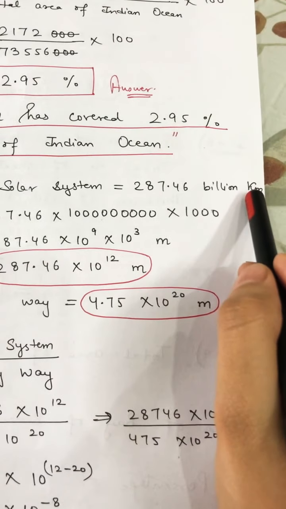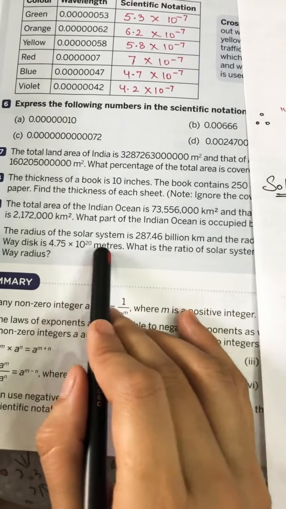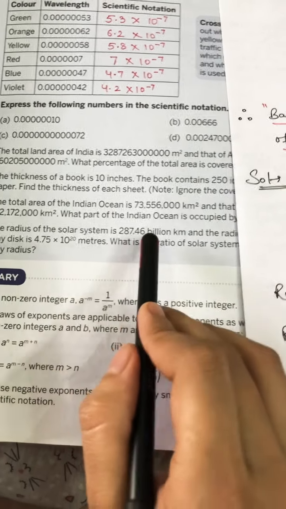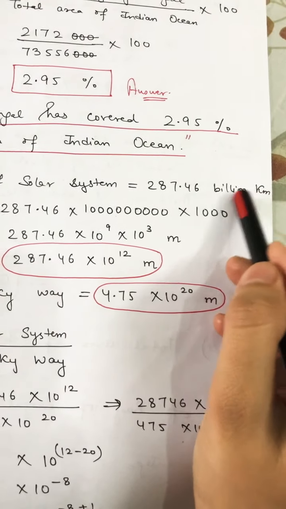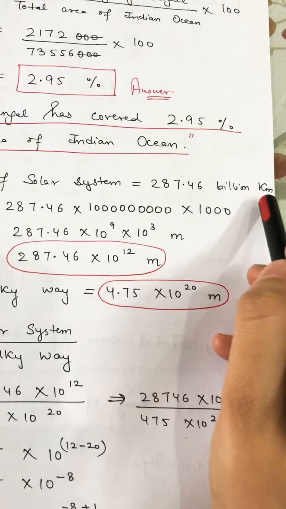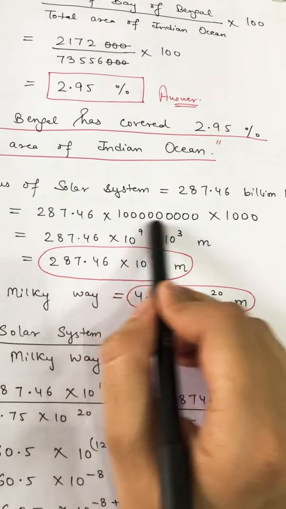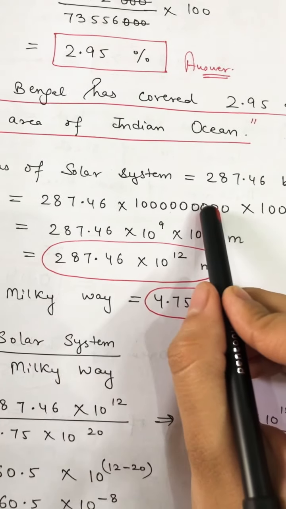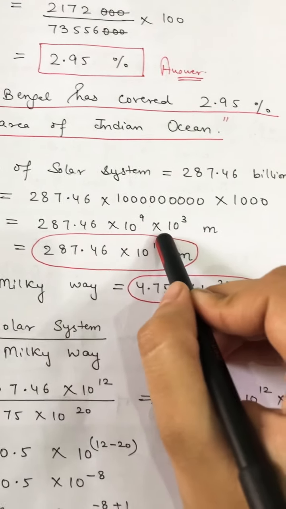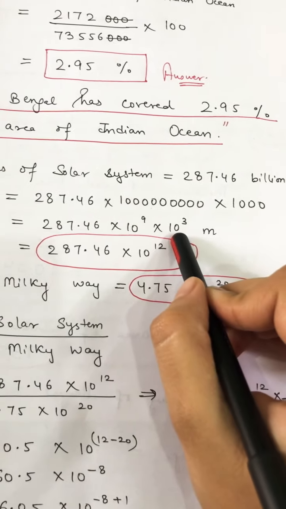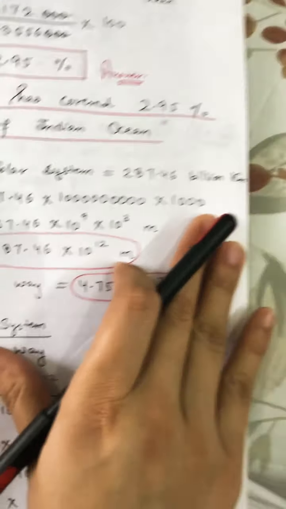Why have I converted the kilometer into meter? Because the Milky Way is given in meters. So first of all you have to take out the number of zeros of billion and then the number of zeros of the kilometer. So this will be as it is, multiplied by, the number of zeros is 1 2 3 4 5 6 7 8 9, so 10 raised to power 9 multiplied by 10 raised to power 3. Now you have to apply a law here.